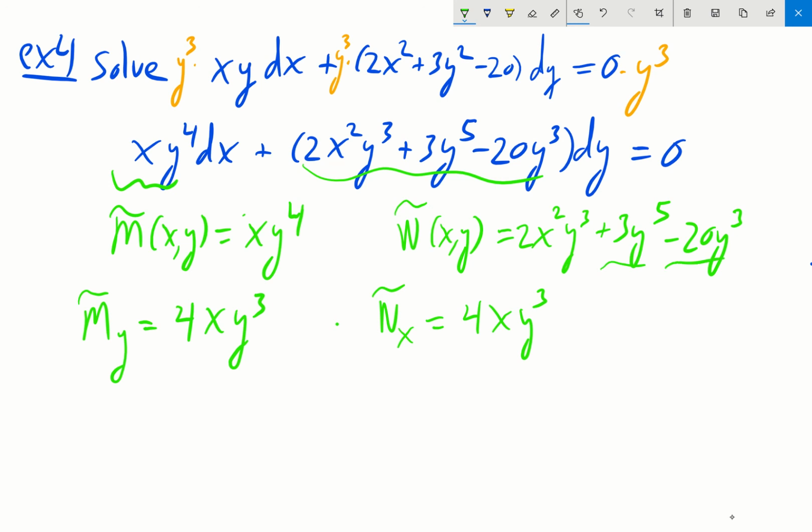And now when we look at it, hey, it is exact. The partial of the dx coefficient with respect to y is equal to the partial of the dy coefficient with respect to x. So now this is indeed exact. So the integrating factor worked, and now we can go through and solve it like we're used to.